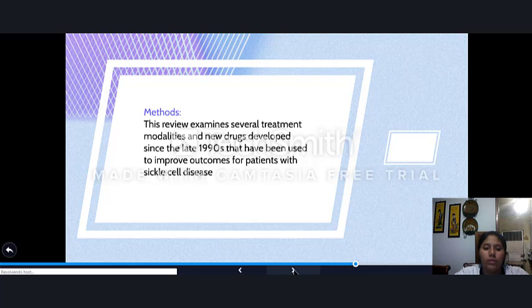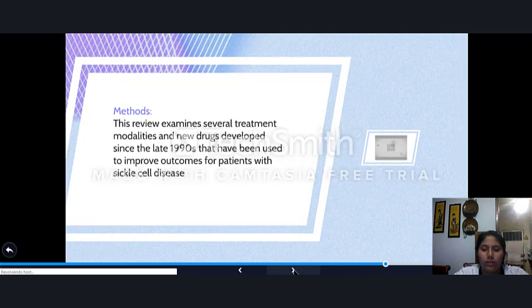Methods. This review examines several treatment modalities and new drugs developed since the late 1990s that have been used to improve outcomes for patients with sickle cell disease.